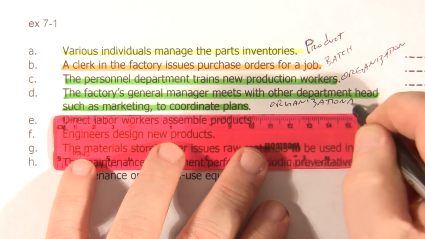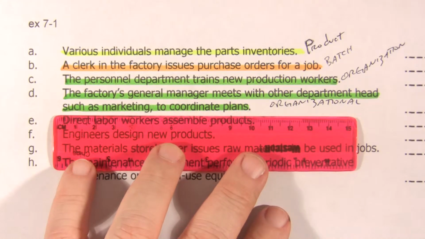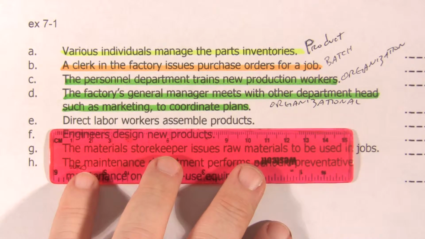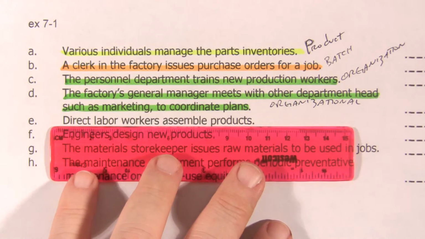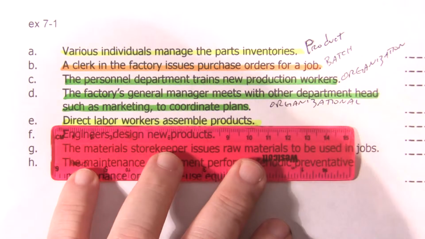Let's take a look at the next one. Direct labor workers assemble products. Are they assembling batches or are they assembling one product at a time? Well, you can only assemble one product at a time, so that would be at the product level. So we'll call that product.